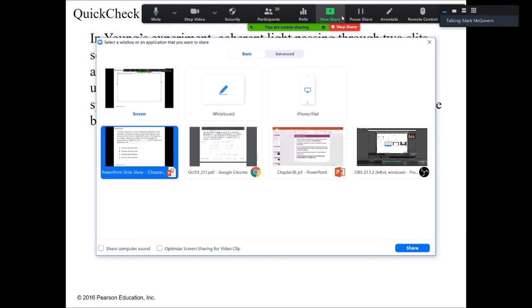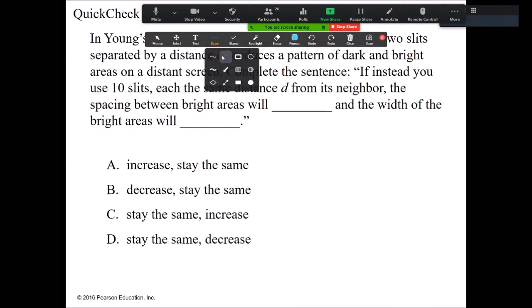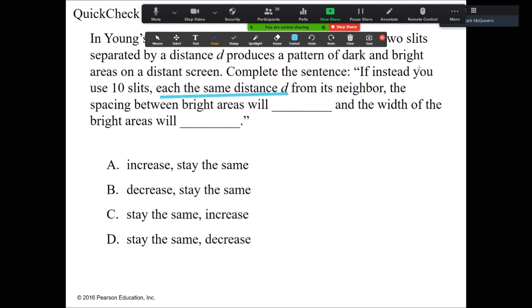I don't care if it's grammatically correct. I'm cringing at this. I mean, let me know. Each the same distance, if instead you use 10 slits, each the same distance d from its neighbor, maybe. I'm not a fan of that sentence. The space between bright areas will blank and the width.